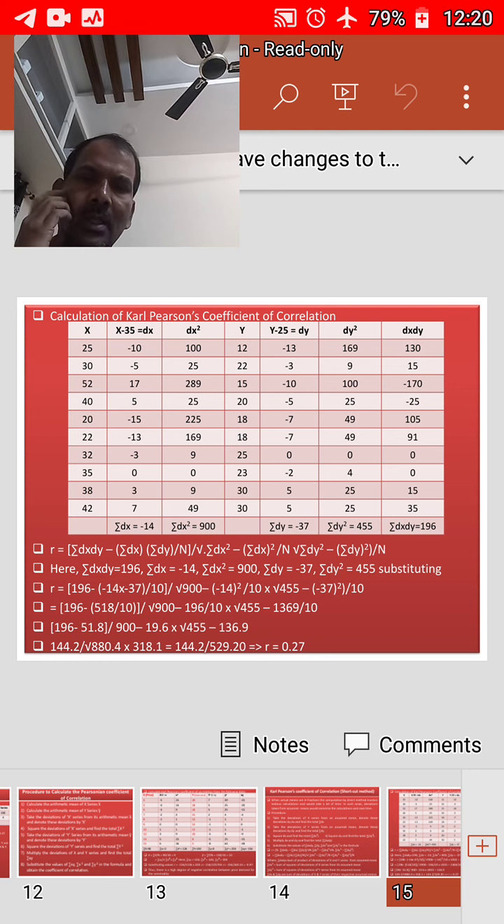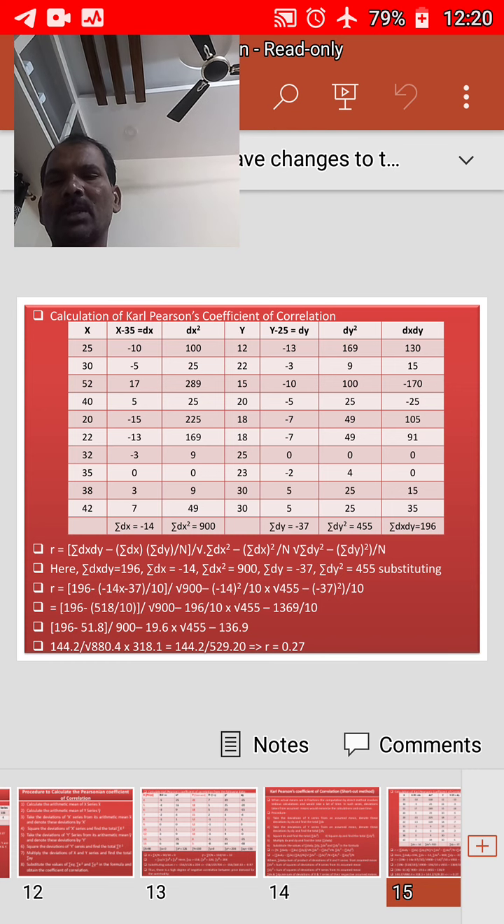If you substitute all these in the given formula, that is r is equal to sigma dx into dy minus sigma dx into sigma dy by n, divided by under root sigma dx square minus sigma dx whole square by n, into under root sigma dy square minus sigma dy whole square by n. Here sigma dx into dy that we got is 196, sigma dx is equal to minus 14, sigma dy is equal to minus 37, sigma dx square is equal to 900, sigma dy square is equal to 455, and n is equal to 10, which are required to substitute in the formula.